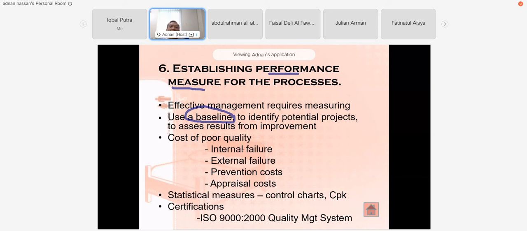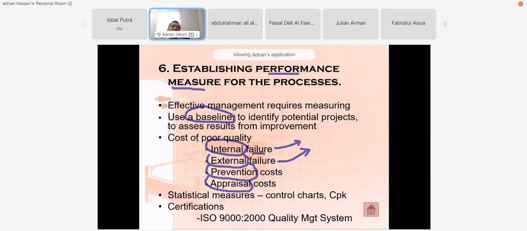So the quality can be looked at as internal and external. We can have prevention, we can have appraisal. Internal failure is normally failure happening within the company before it goes to the customer. External failure means the customer will face the breakdown or malfunctioning of the products. This is too bad. The customer gets bad products. But if the failure happens internally, we still have the opportunity to repair.